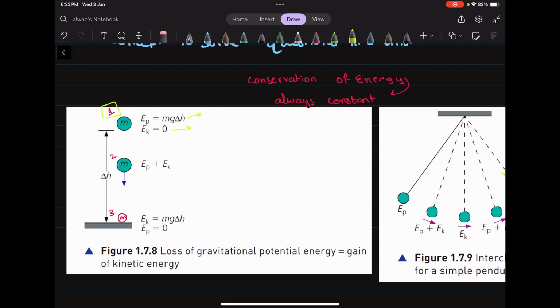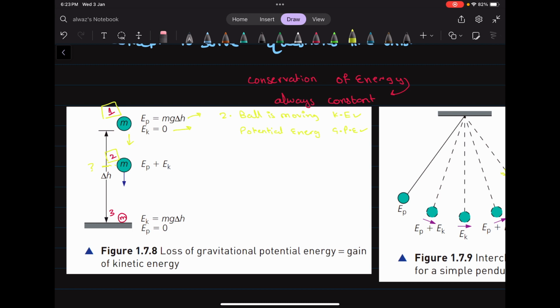Now what happens when we drop this ball? When we leave this ball, the ball starts to move downwards. In position 2, we can see that the ball is somewhere in between the height, and at this moment the ball is moving, so it's going to have kinetic energy, but it will also have potential energy because it's somewhere around here. I don't know what this height is, but I know that it's a height, so the ball will also have gravitational potential energy.